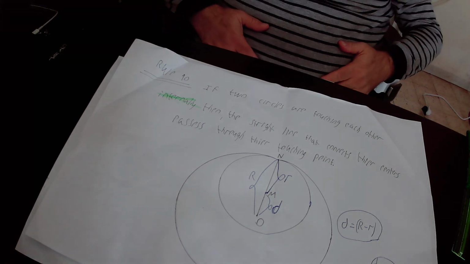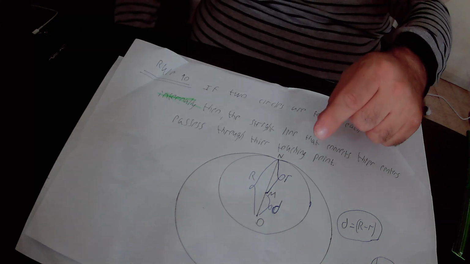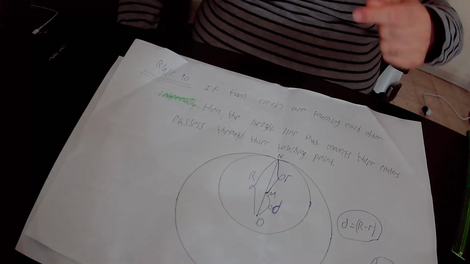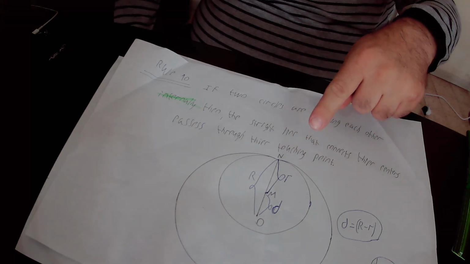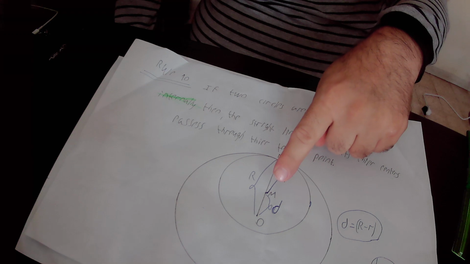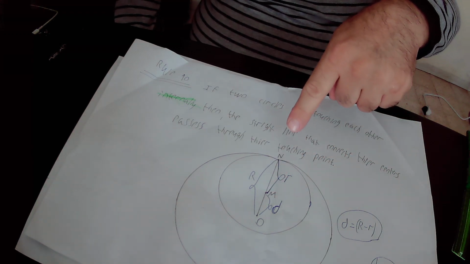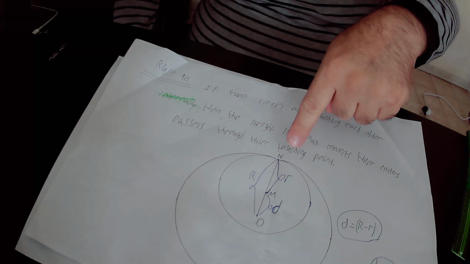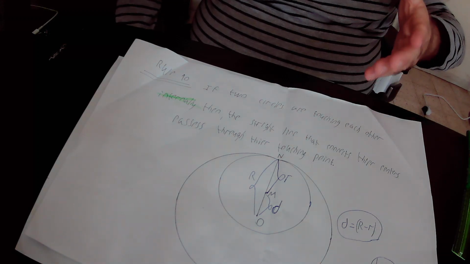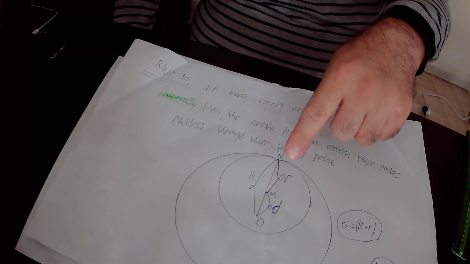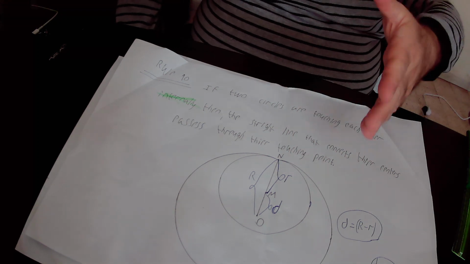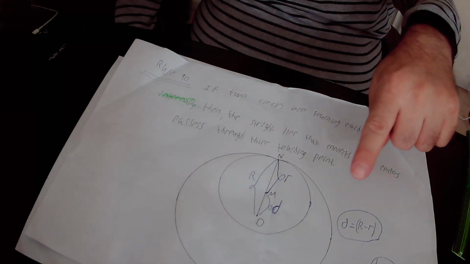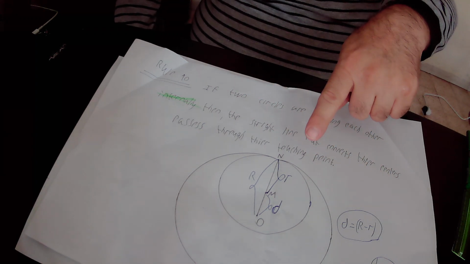And what is the distance between the centers of the two circles? The distance is OM. But what is the value of OM? From the drawing it is very easy to see that OM equals ON minus MN. ON is capital R, MN is small r. Therefore, OM equals capital R minus small r. Of course, capital R is the radius of the big circle, and small r is the radius of the small circle.